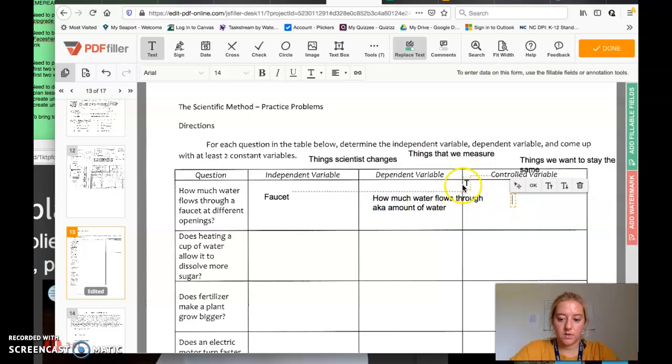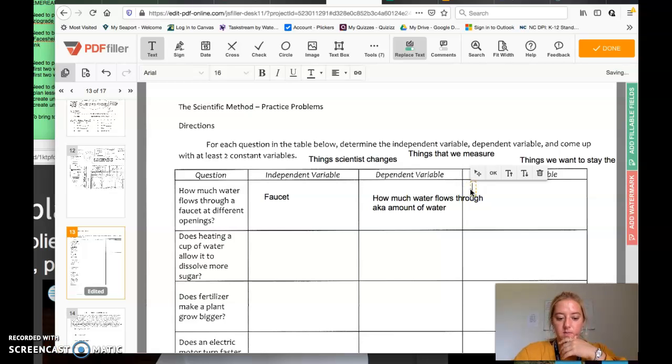Our controlled variables are some things that we want to stay the same. Okay, so our controlled variables are things in the experiment we want to stay the same. So in this case, what are some things that we want to stay the same to make sure that what is affecting the amount of water flowing through the faucet is the faucet opening itself and not something else? Some examples we've come up with in class are the water pressure. So you want to make sure the water pressure is the same.